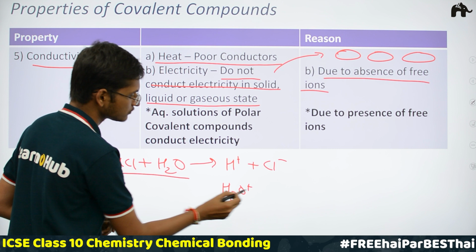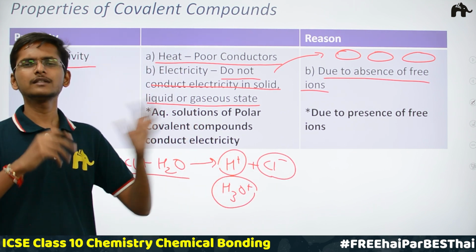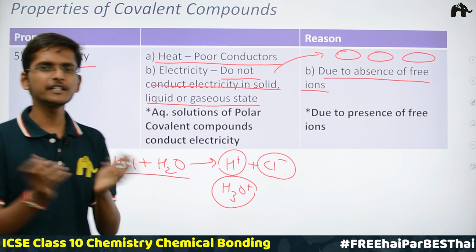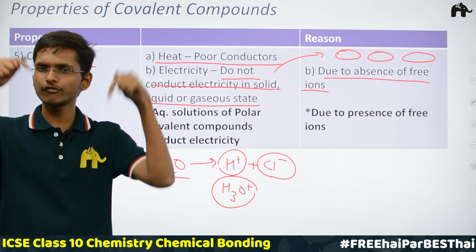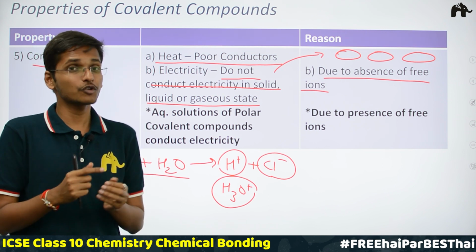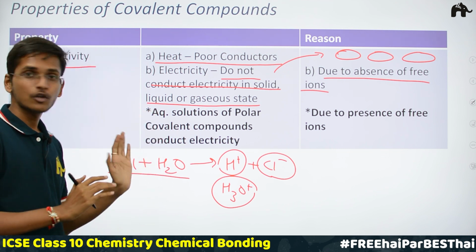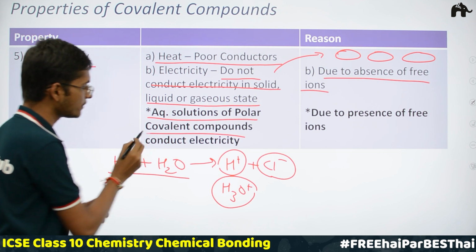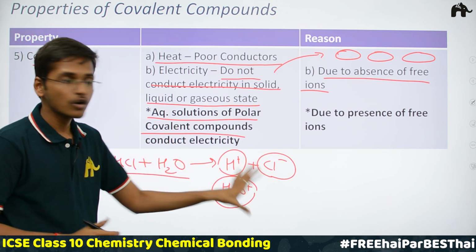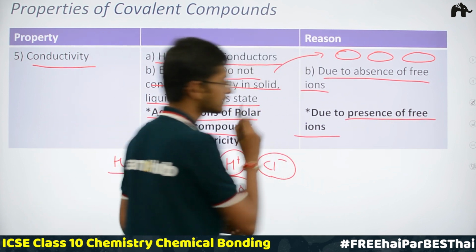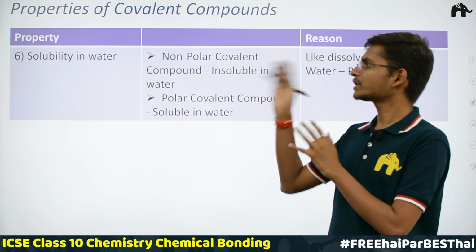So what is getting formed? Ions are getting formed, and these ions are freely moving in the water, right? So there are free ions now. Now when you insert the rods and do electrolysis, what would happen? The ions would migrate and electricity will be conducted, right? So aqueous solutions of polar covalent compounds conduct electricity because of the presence of free ions.